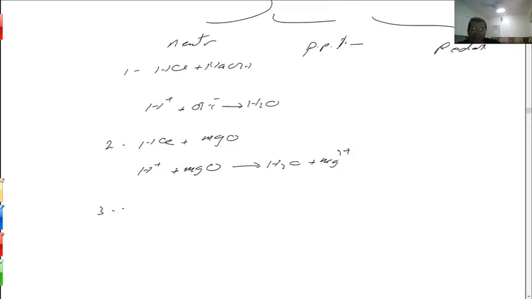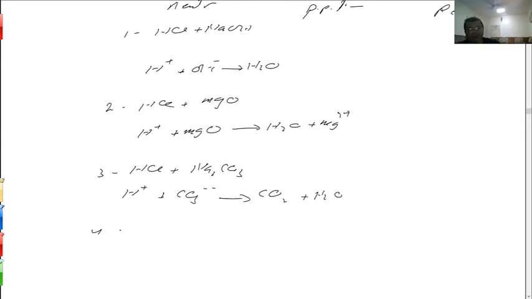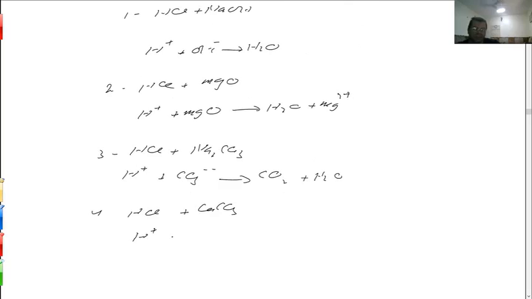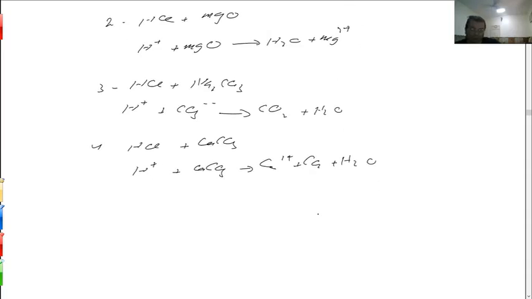It can be acid plus soluble carbonate, HCl plus sodium carbonate, Na2CO3 aqueous solution. So this is represented by H+ plus the carbonate CO3, producing carbon dioxide plus the water. It can also be represented by the acid HCl plus insoluble carbonate CaCO3. So I have to write it this way: H+ plus CaCO3 as it is. So you will get Ca2+ plus carbon dioxide plus the water. Those are the ionic equations for what we call neutralization.